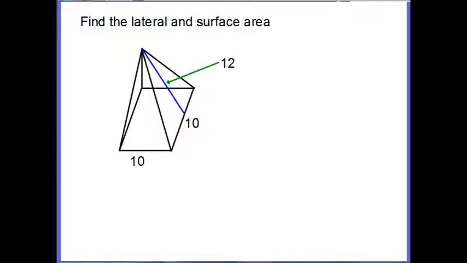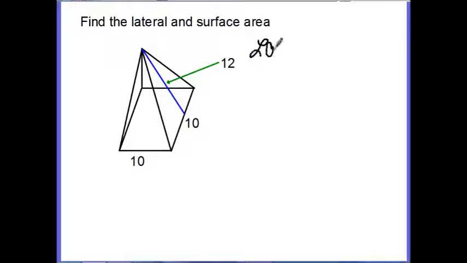Now we come to our first example. We're going to find the lateral area and surface area of our pyramid. Now, the first thing we have to ask ourselves is, is this pyramid regular? And yes, it is. It has a square-shaped base, even though it looks almost like a rhombus or a parallelogram. It is going to be a regular base. So we can apply our formulas.